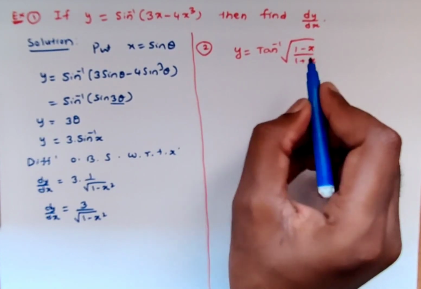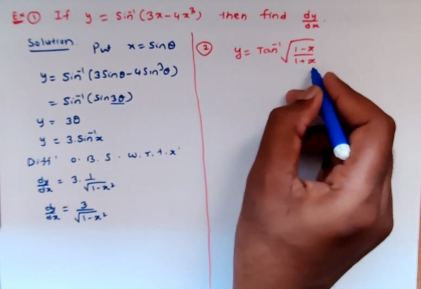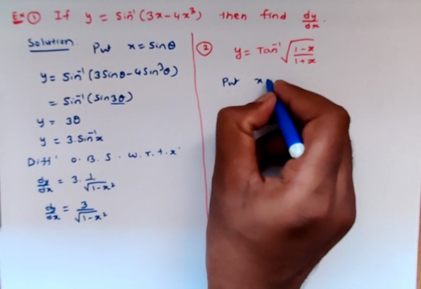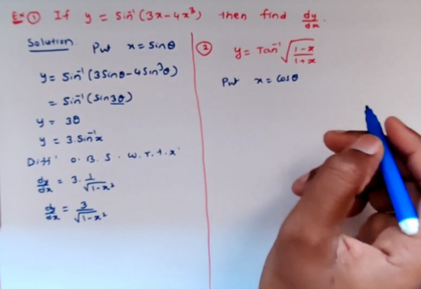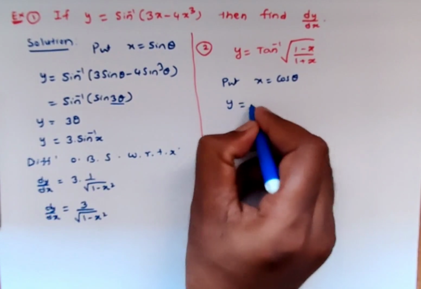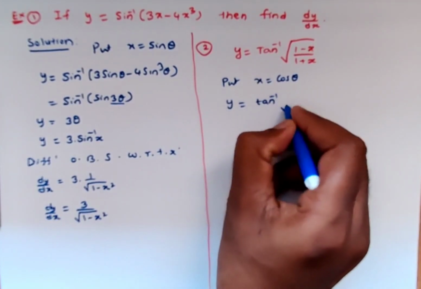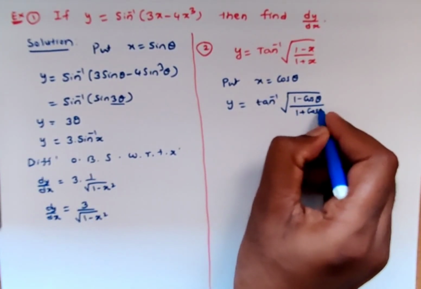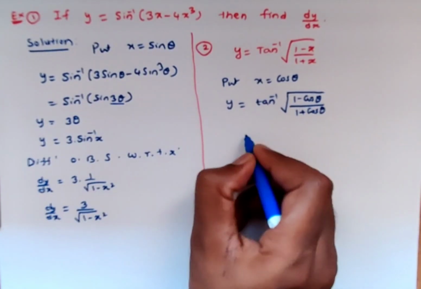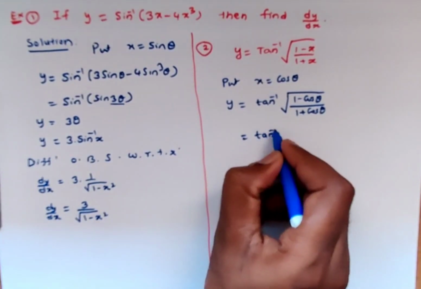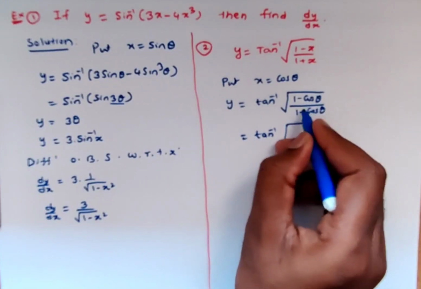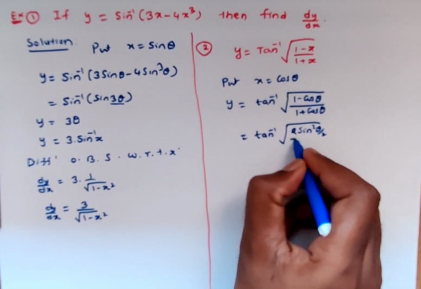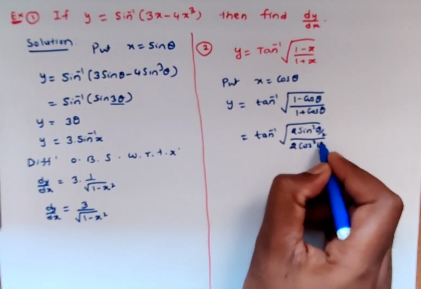1 minus cos theta is 2 sin square theta by 2, and 1 plus cos theta is 2 cos square theta by 2. So put x equals cos theta. Then the given function becomes y equals tan inverse of square root of (1 minus cos theta) divided by (1 plus cos theta). We are familiar with these two formulae in trigonometry. So this is tan inverse of square root of 2 sin square theta by 2 divided by 2 cos square theta by 2.